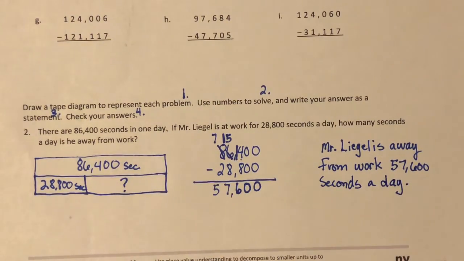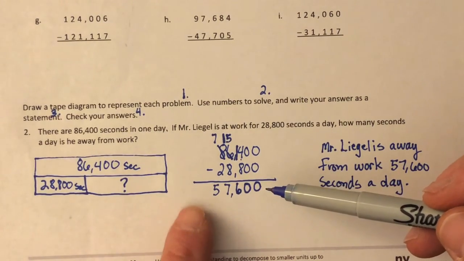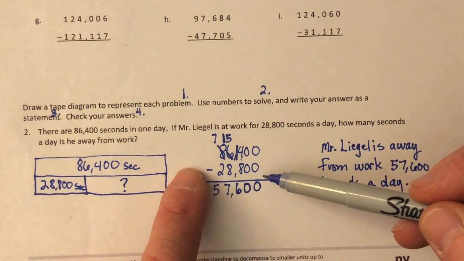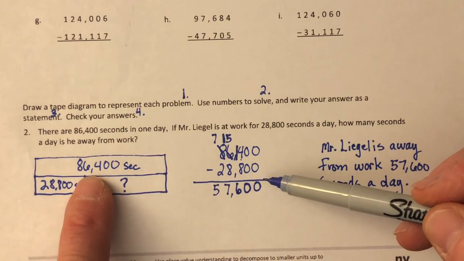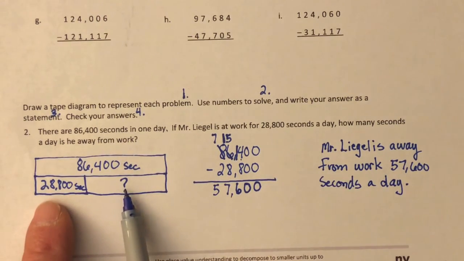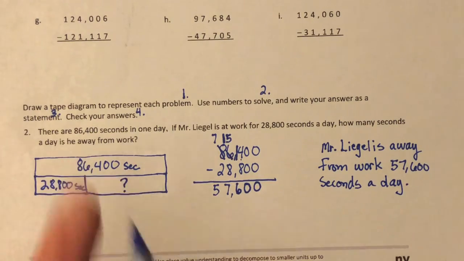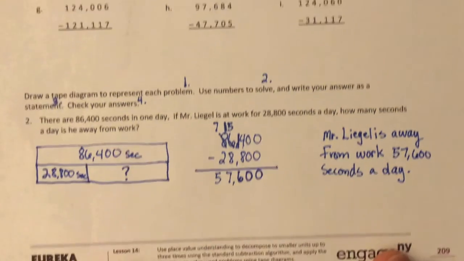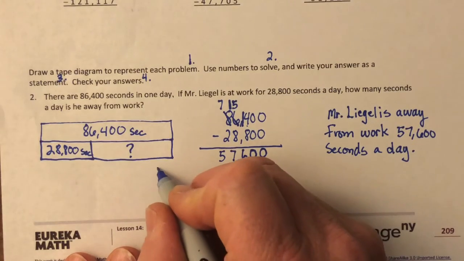Period. All right, finally, the last thing I have to do is check my answer. So I'm gonna work this in reverse. I'm gonna take my answer, add it to 28,800 and see if I end up with 86,400. So basically, taking the answer I found, adding it to this, see if it ends up with that. So here we go. Hopefully it works, okay?